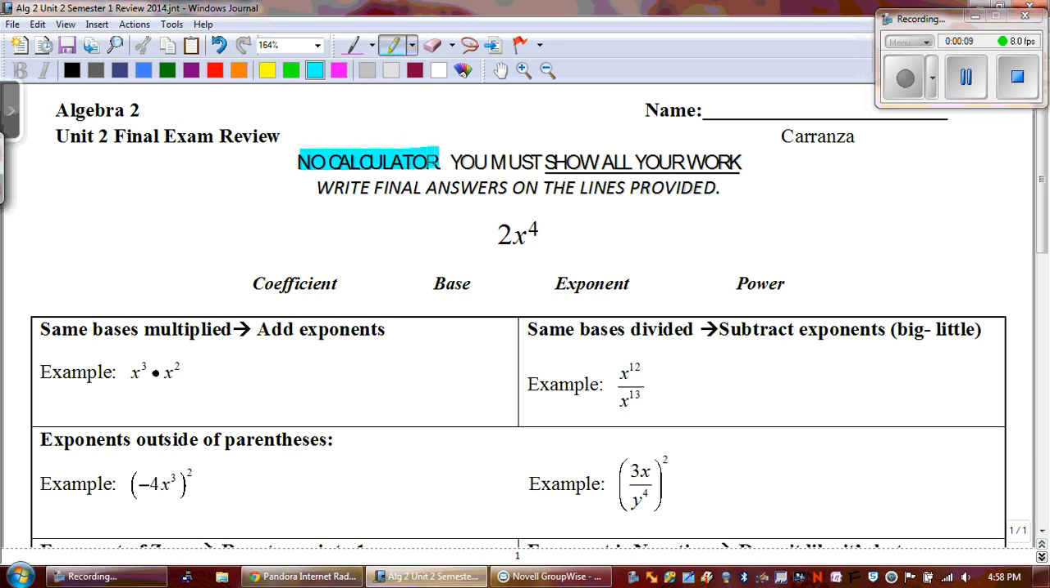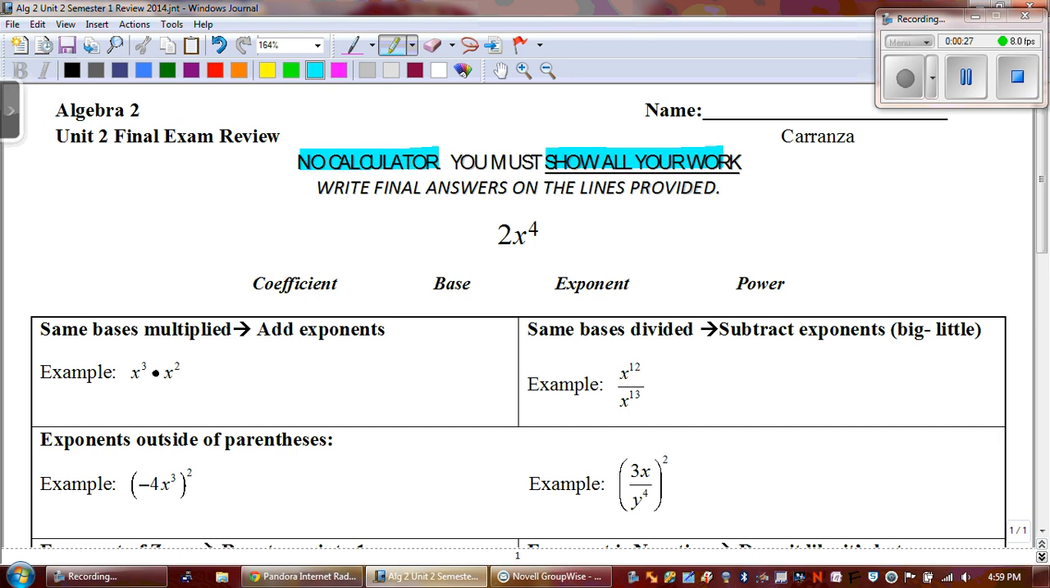Remember, no calculator. You must show all work and write your answers on the lines provided. Okay, so let's take a look at 2x to the fourth. Now, we talked about some of these words before, but let's see how much you guys remember.